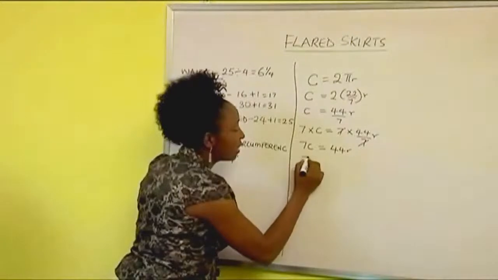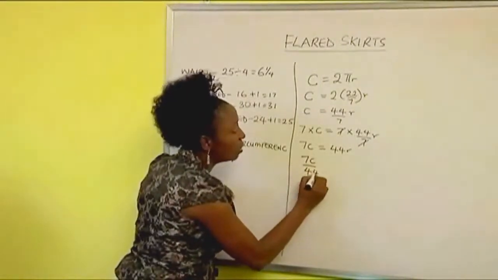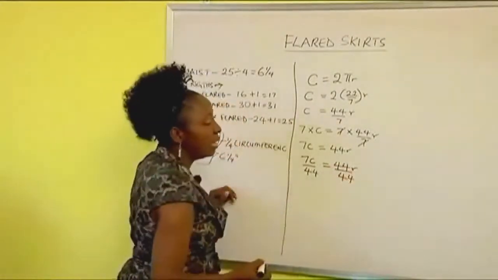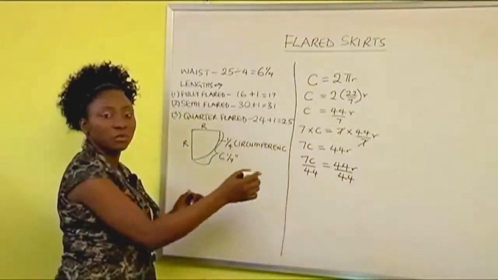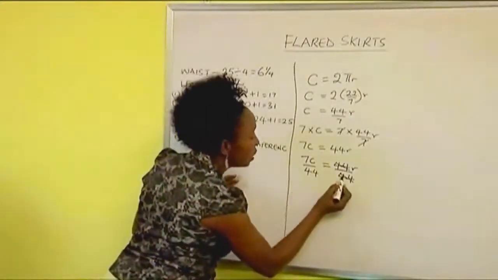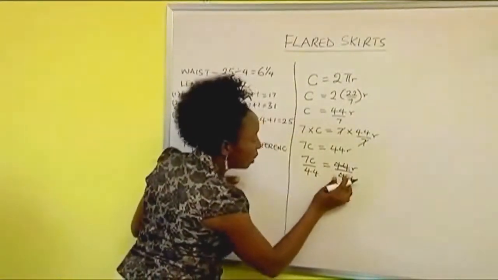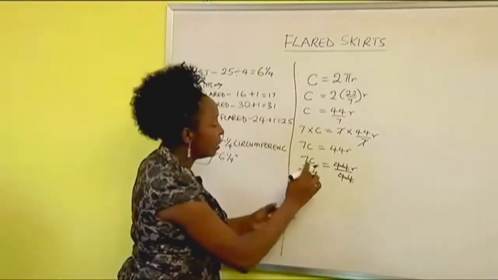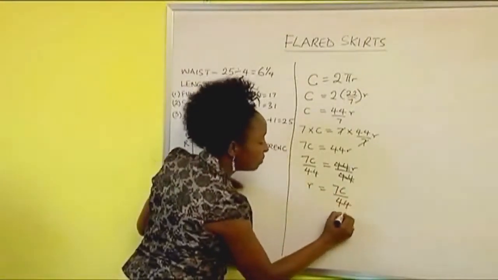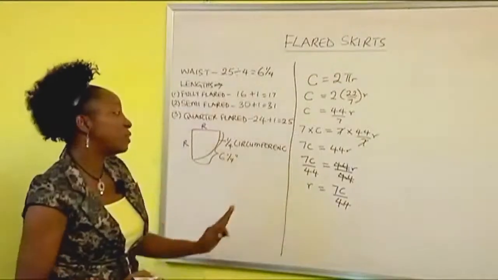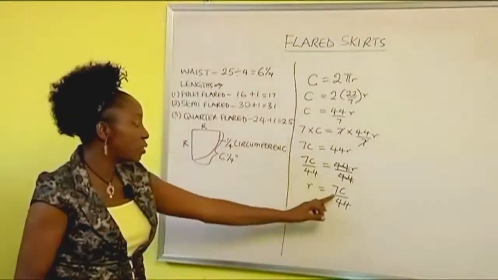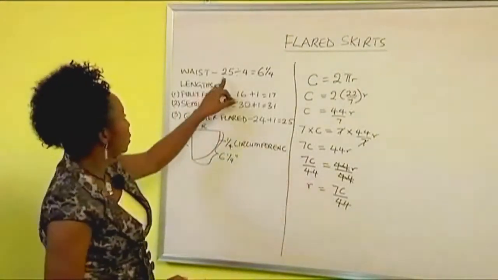So I take that, 7C divided by 44 would give me 44r/44. You can see that. Now, once I've done this, I just cancel 44 with 44, and then what I'm left with is r. You can see that. So now I'll change this to the other side, and that will be r equals 7C/44. Easy. Now, once we've done this, we already know that, yes, this is r. So now I know my C. So all I have to do is substitute C with my measurement, which is 25 inches.